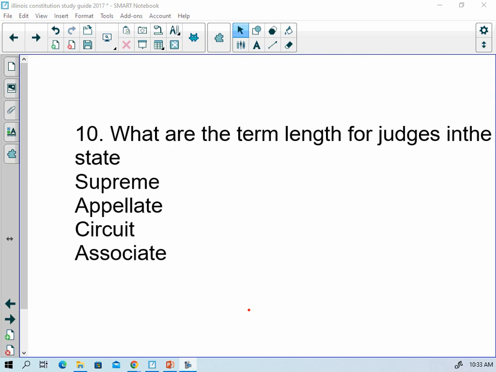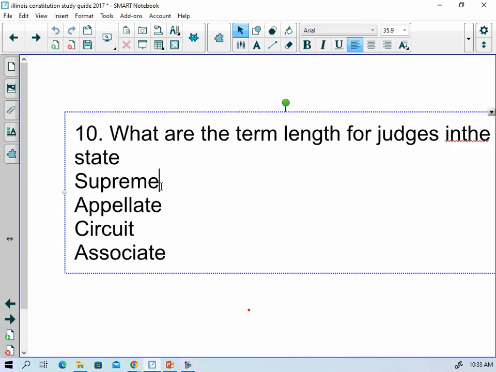Good morning or afternoon. Yesterday we had a couple of notes to finish to get you ready for your quiz tomorrow over Article 6, which is the judicial branch. Tomorrow in class we'll play a Kahoot to get you ready for that test. There are several term lengths that you need to know for that quiz tomorrow. All of these are on your big test. We're going to go over your study guide today to make sure that you're in good shape.